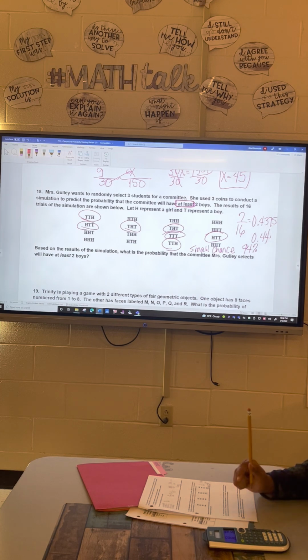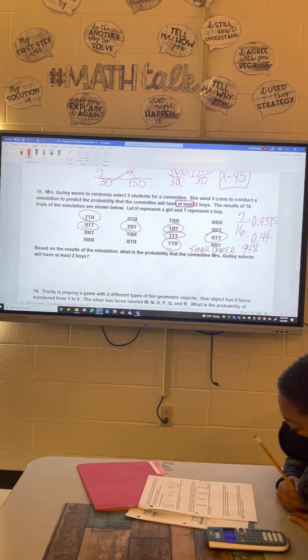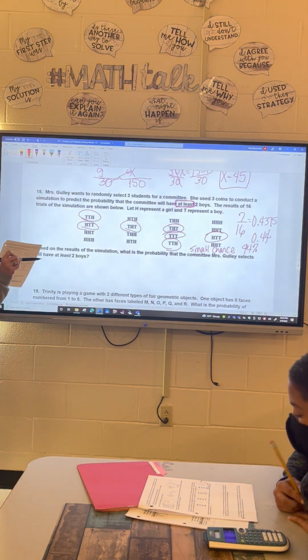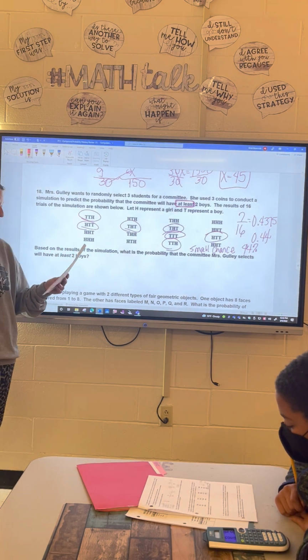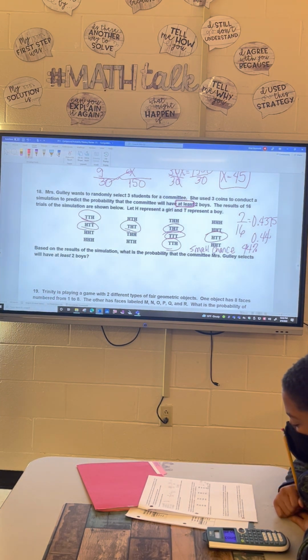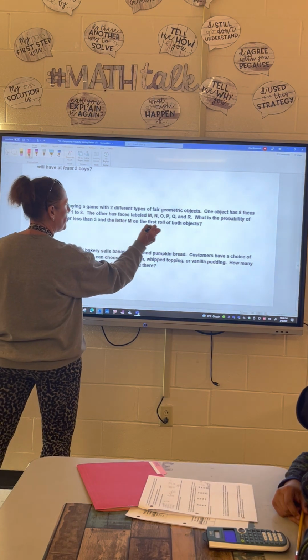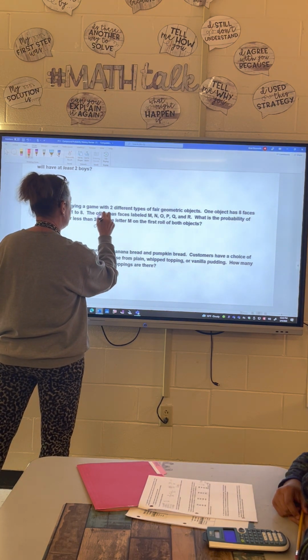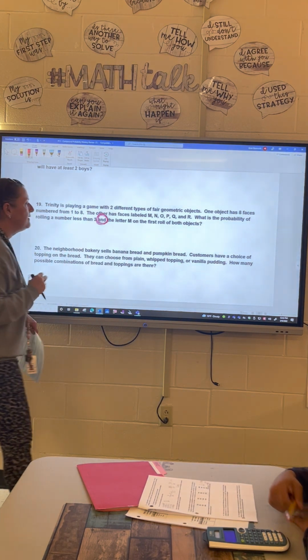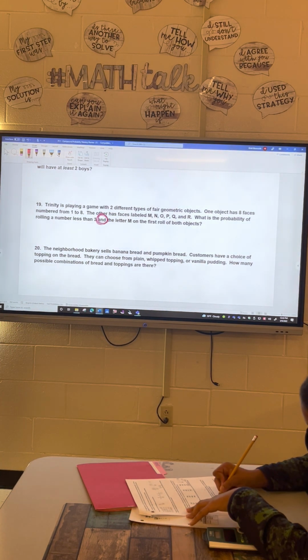Look at number. Trinity's playing a game with 2 different types of geometric objects. One object has 8 faces numbered 1 to 8. The other has faces labeled M, N, O, P, Q, R. What is the probability of rolling a number less than 3 and the letter M? Circle that.